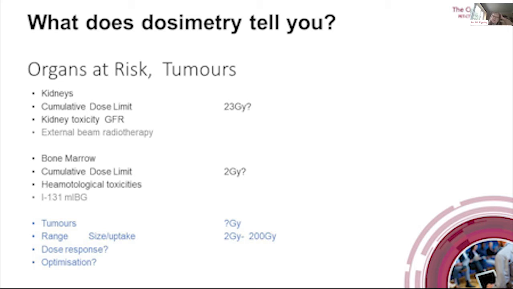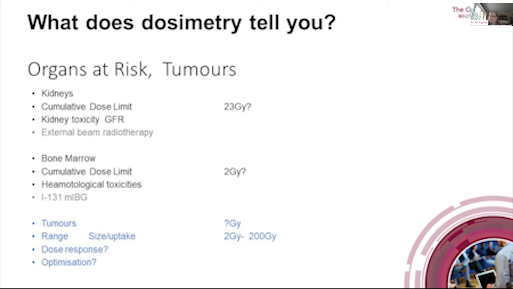In terms of dosimetry, what can it tell us? Well, we think of our patients' response in terms of both organs at risk and tumours. And the two most common organs at risk are the kidneys and the bone marrow, because those are the ones that are going to be affected and show toxicities as a side effect of our treatment. We look at the dosed kidneys. Received wisdom is it shouldn't go above 23 gray. We can monitor that through kidney toxicities, measurements of GFRs. And that wisdom comes from mostly evidence from external beam radiotherapy. But of course, that's a very different procedure to what we're doing.